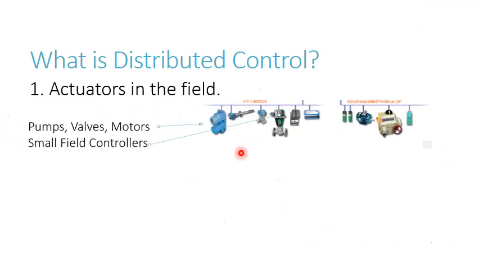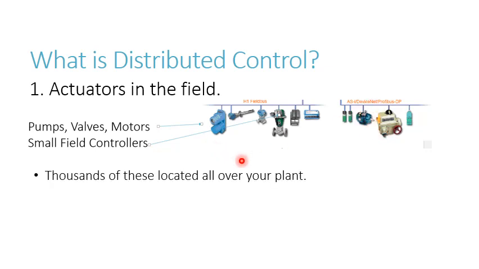So we're going to talk first about the actual actuators in the field. Actuators just refers to the real motors that are doing your work in the field. We're talking about the pumps and the valves. We've already seen an example of a valve. And here you've got this one, which looks like it's probably a valve, and this one is probably a pump.